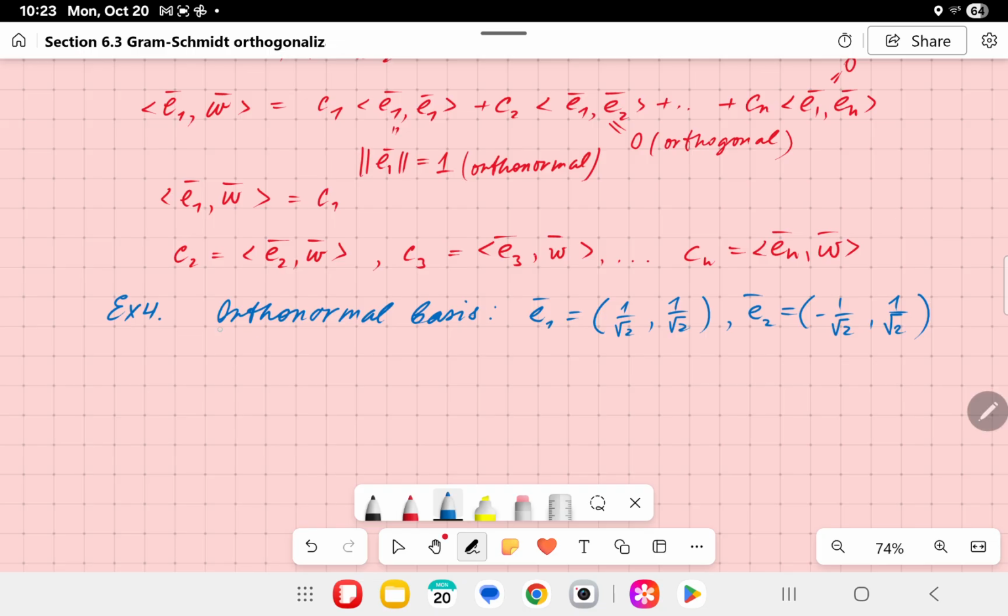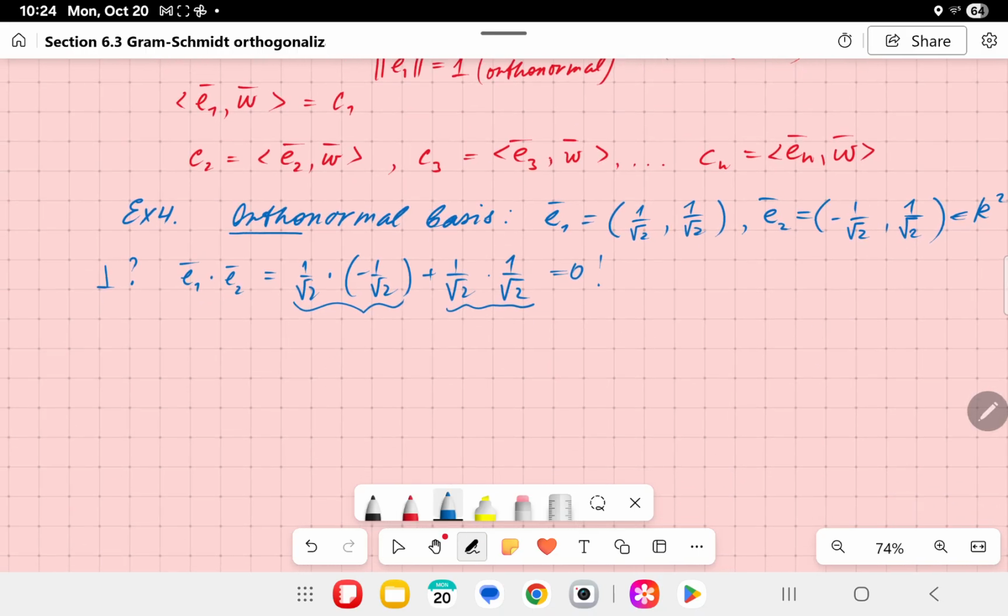First, I'm going to check whether it's ortho. So I'm going to find the inner product, or in this case, just the dot product, because these are just two-dimensional vectors belonging to R2. So ortho. I'm going to do the dot product between these two: 1 over square root of 2 times negative 1 over square root of 2, plus 1 over square root of 2 times 1 over square root of 2. You probably see that these two numbers are the same, just with a minus, so it's equal to 0. So very good, it's ortho.